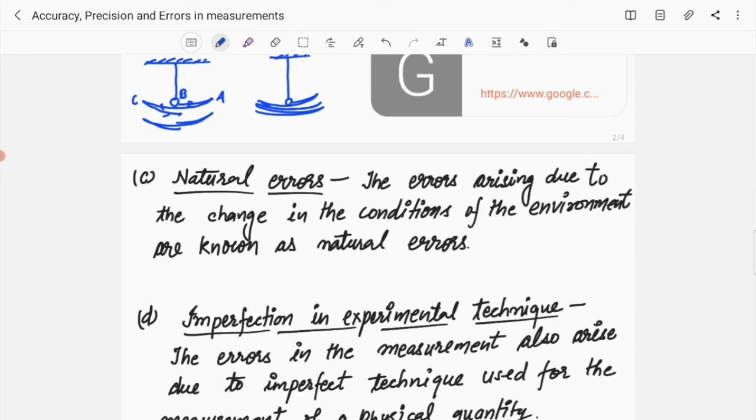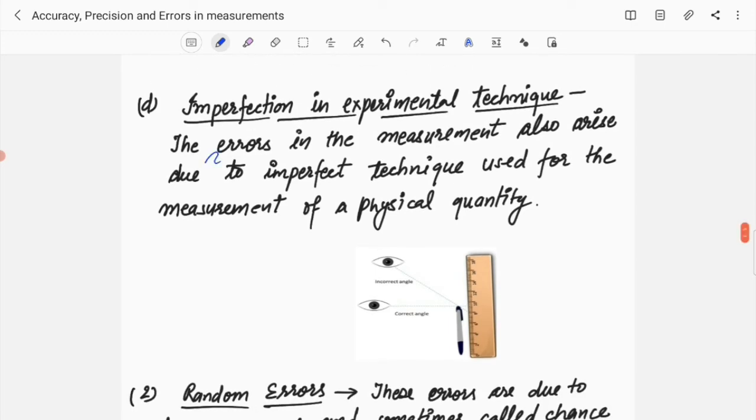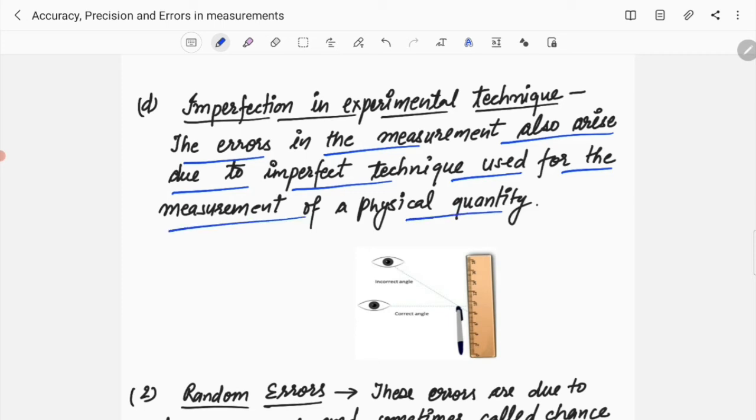So maybe the difference will be there, and these types of errors whatever we are getting are known as natural errors. The last one is imperfection in experimental techniques. What is this? Let's see. The error in the measurement also arises due to the imperfect technique used for the measurement of a physical quantity.